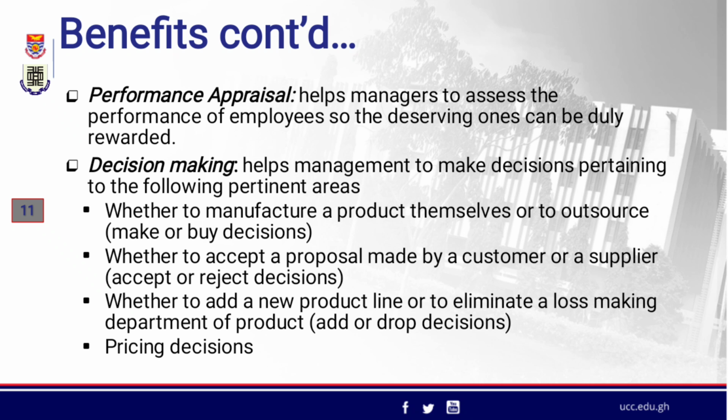Decision making helps managers to make decisions pertaining to the following pertinent areas. These areas are: whether to manufacture a product themselves or to outsource, the make or buy decisions. Secondly, whether to accept a proposal made by a customer or a supplier, accept or reject decisions, and whether to add a new product line or to eliminate a loss-making department or product, add or drop decisions. And lastly, how to price the goods and services, that's the pricing decision.